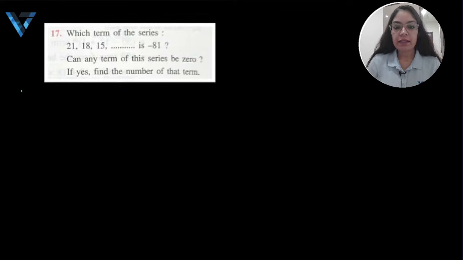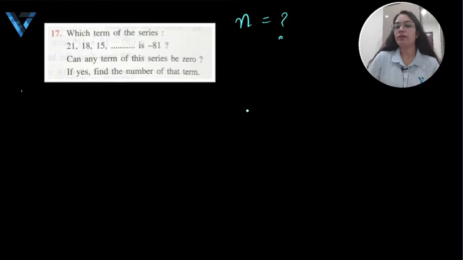Which term of the series? So a sequence is given to us, and we have to see which term, that means you have to find n. We did these types of questions yesterday also. If you see this, find which term, it means you have to find the value of n. If a sequence is given to us, from the sequence we can write the value of a and d.